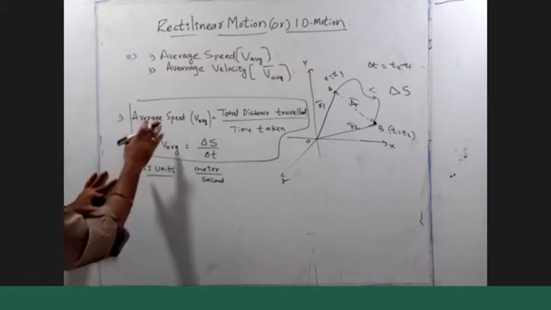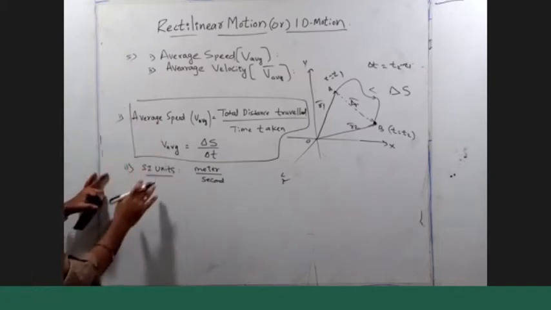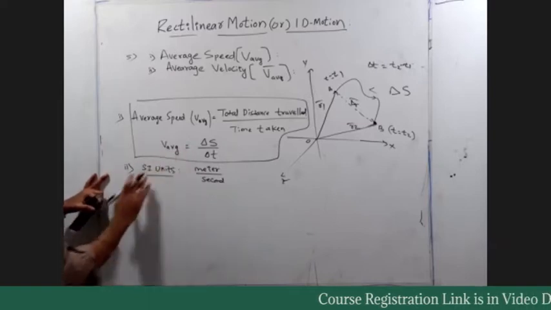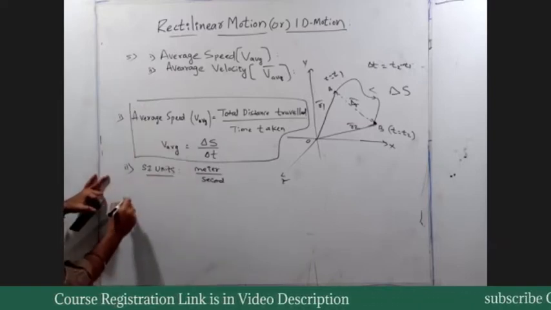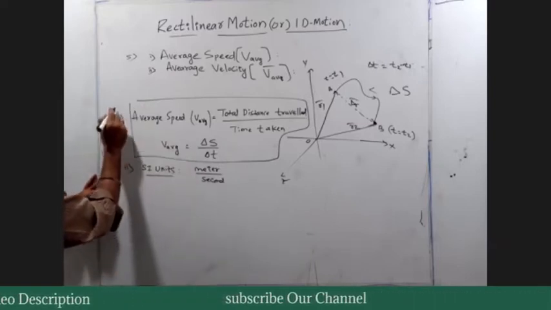Regarding the average speed, similarly, what is average velocity? So this is the first one.